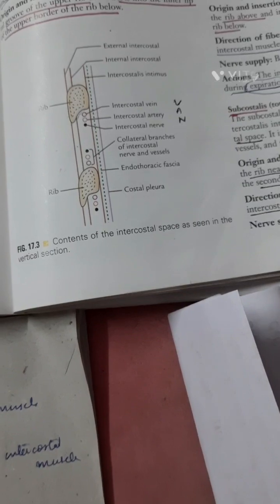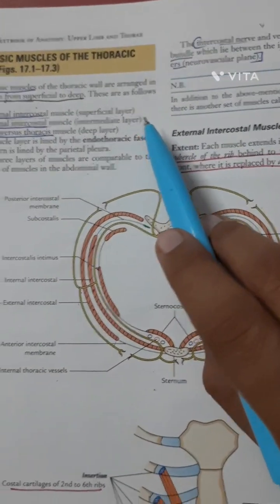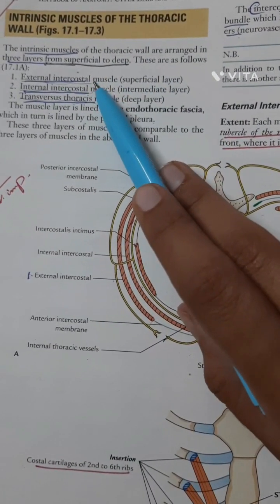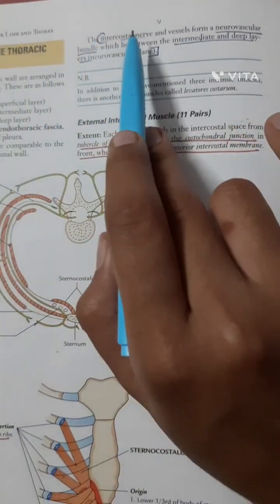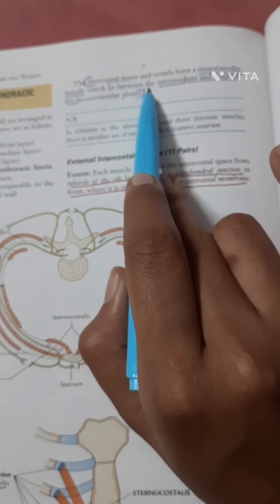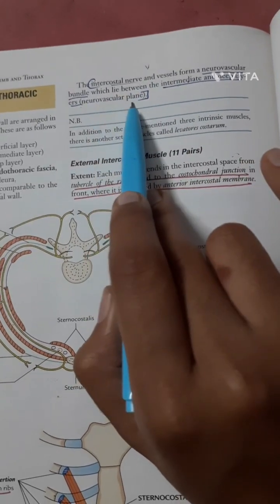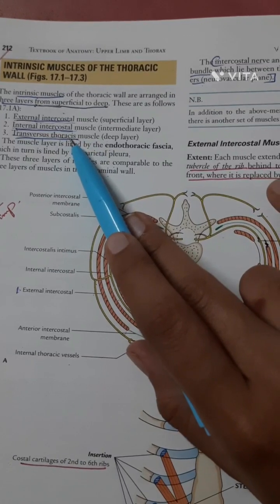intrinsic muscles of the thoracic wall, and we need to know the position of the intercostal nerves and vessels. So we know the intrinsic muscles from superficial to deepest are divided into external intercostal, internal intercostal, and transversus thoracis. So the intercostal nerves and vessels lie in between the intermediate layer and the deep layer, that is in between the internal intercostal and transversus thoracis.